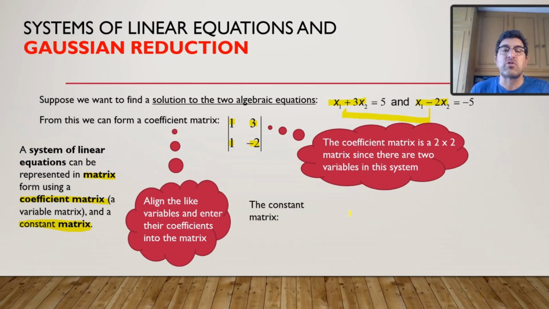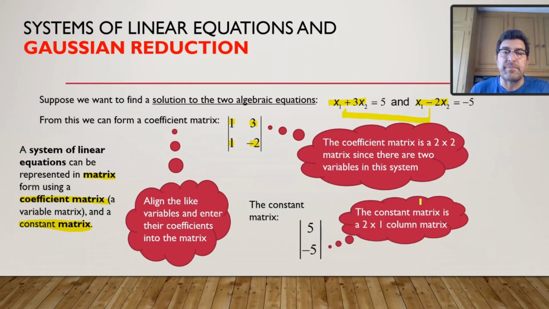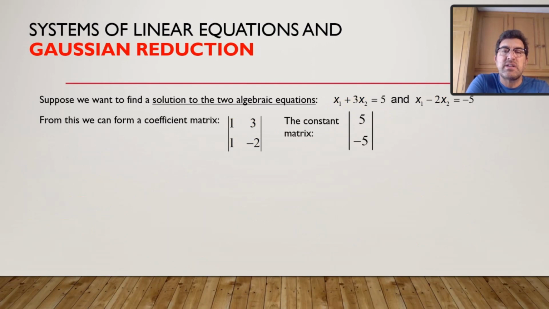So let's look at the constant matrix. It is a column matrix with those two entries in it, 5 and minus 5. So the constant matrix is a 2 by 1, important, 2 by 2, 2 by 1 matrix, column matrix. Okay, so let's see how we will go about solving the system of equations using Gaussian reduction.